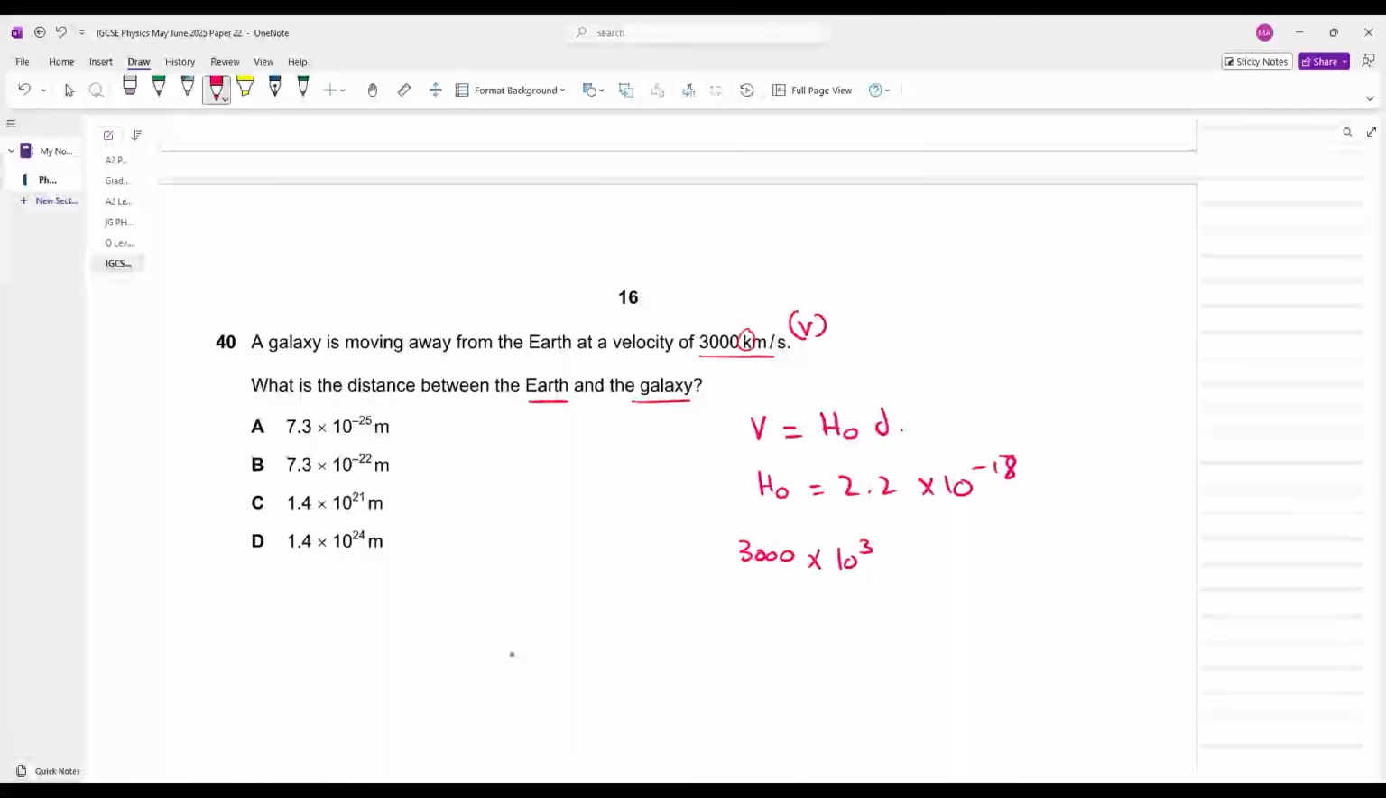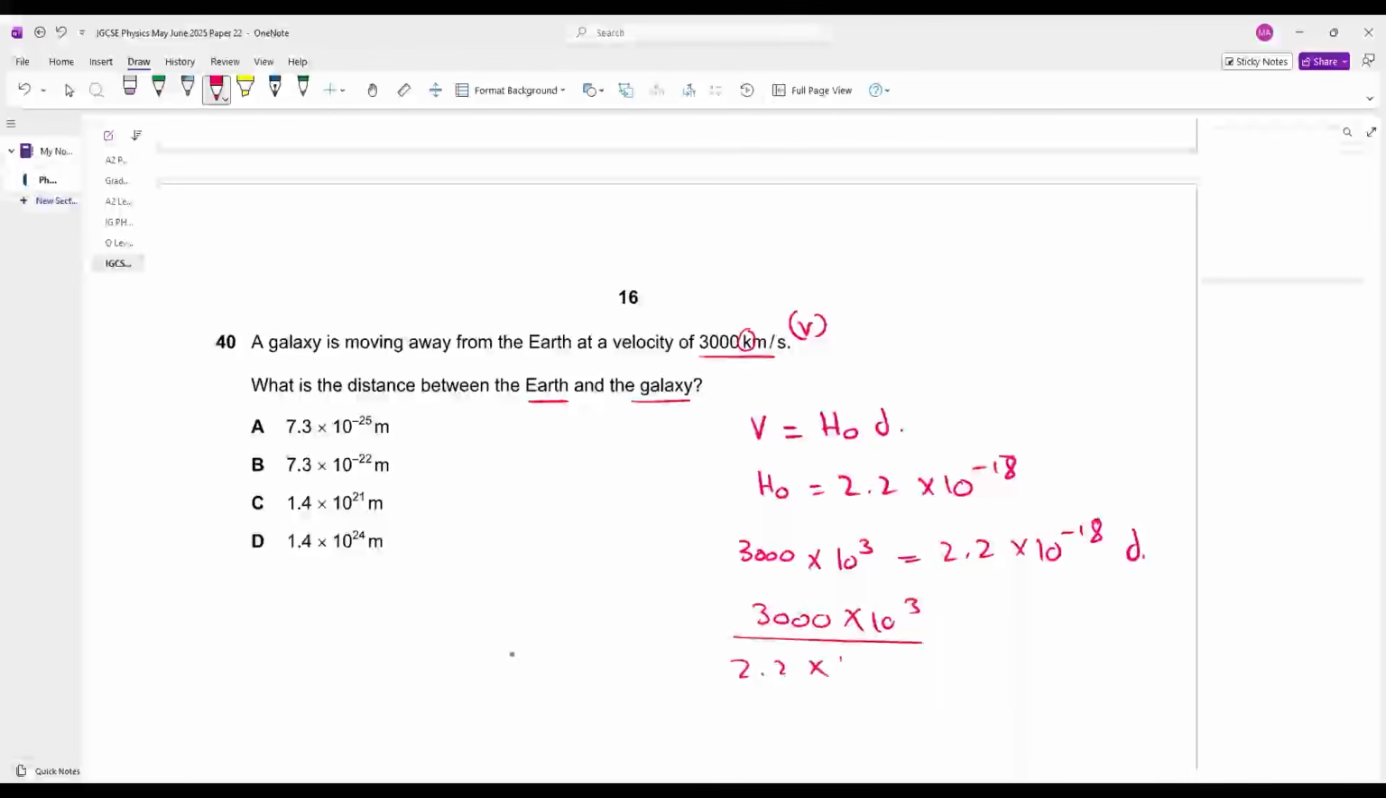Always remember, whenever you have to replace the kilo prefix, you multiply by 10 raised to the power of 3. So 3000 times 10 to the power of 3 is equal to h naught, 2.2 times 10 raised to the power of minus 18, times d. Can you calculate the value of d? Yes, 3000 times 10 raised to the power of 3 divided by 2.2 times 10 raised to the power of minus 18 is your value of d. D comes out to be 1.4 times 10 raised to the power of 21 meters. C is your answer. This marks the end of this paper. If you have any questions, you can ask in the comments below.